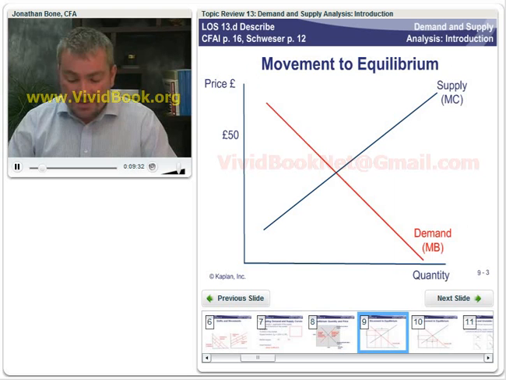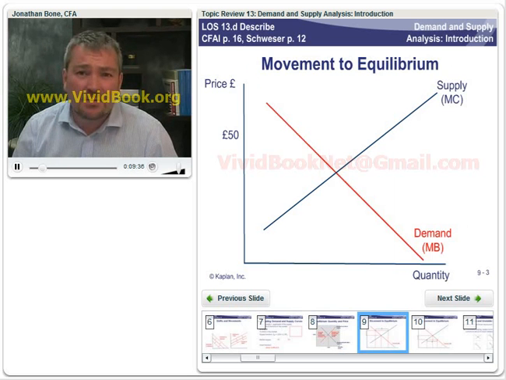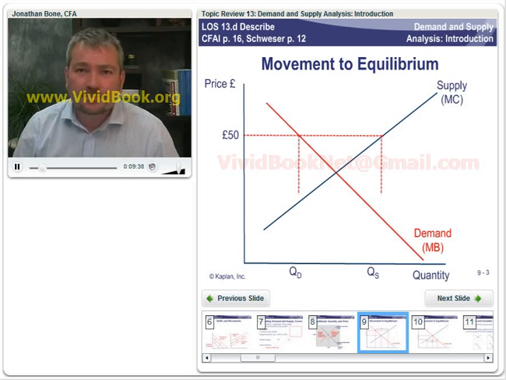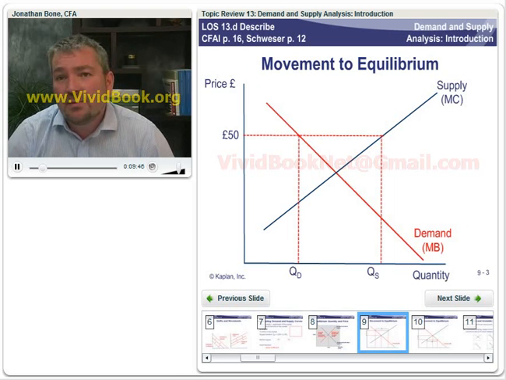So we need to talk about movements towards equilibrium, and it's a fairly straightforward LOS here. Notice what I've done there is I've put a price above the equilibrium price. The equilibrium price, of course, would be where supply and demand cross. Now notice at that price of 50, because it's above the equilibrium, the quantity demanded is below the equilibrium level, the quantity supplied is above. In other words, quantity demanded is less than quantity supplied.